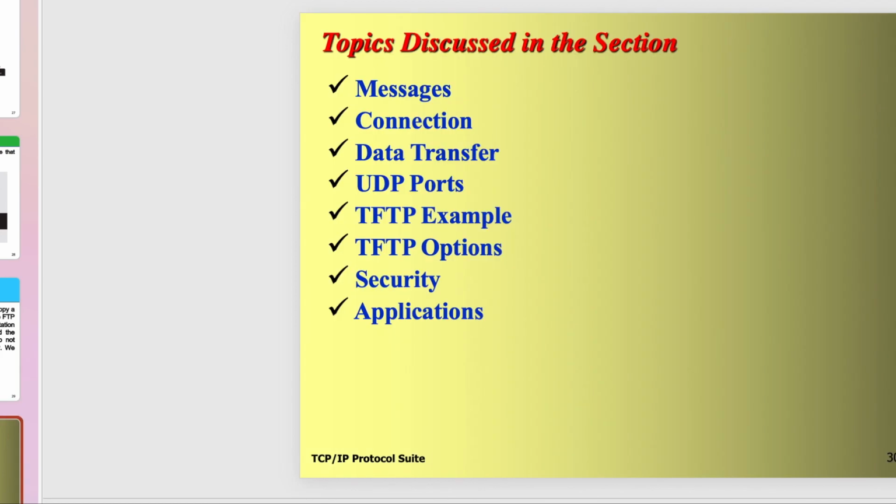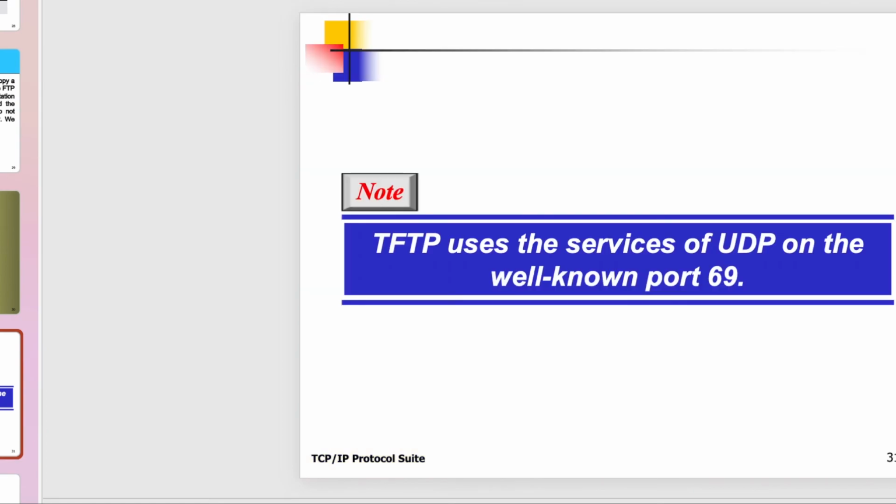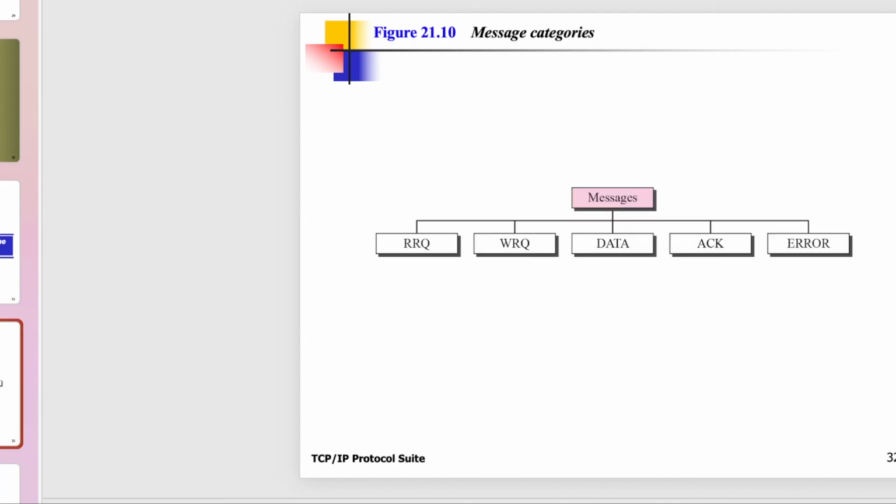So in this section we will be discussing message, connection, data transfer, UDP ports, TFTP example, TFTP options, security, and the applications. TFTP uses the services of UDP on the well-known port 69. Message categories: there are 5 types of TFTP messages: RRQ, WRQ, data, ACK, and error, which is shown in this graph.